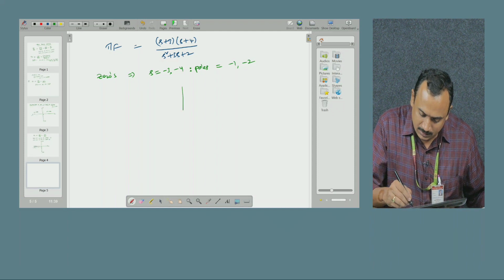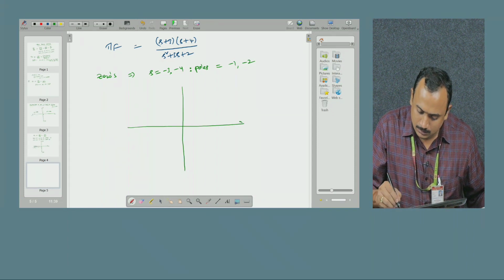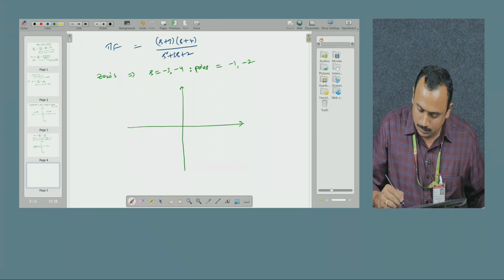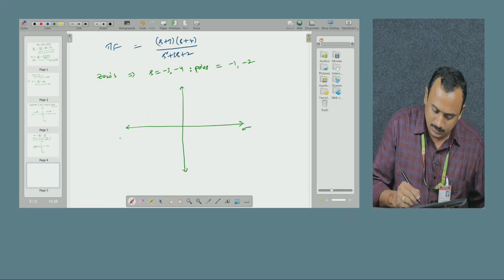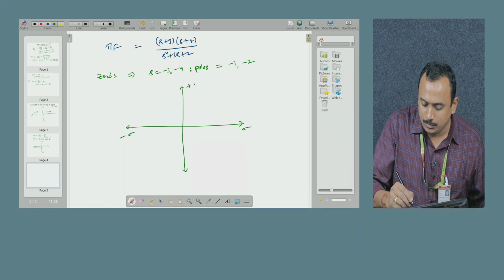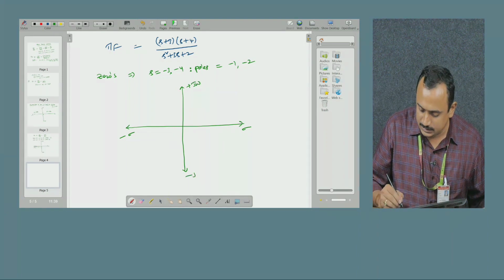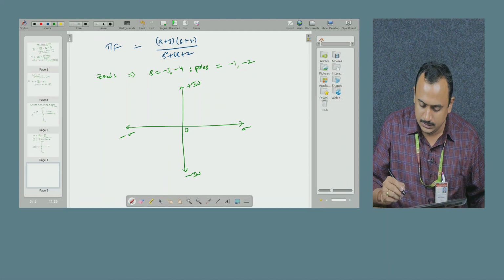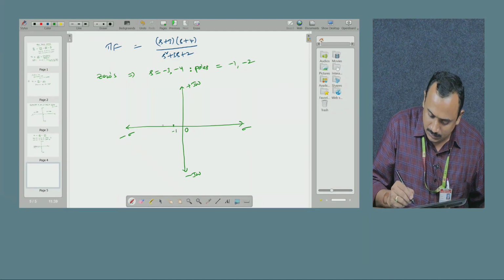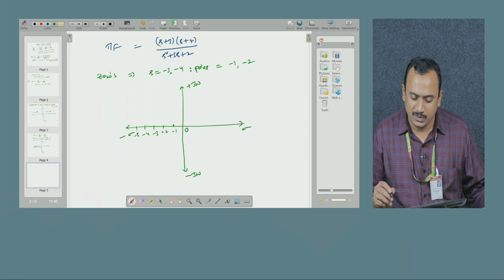Now first let us draw the s plane. This is positive sigma, negative sigma, positive imaginary axis, and this is a negative imaginary axis. Anyhow it is origin. This is minus 1, minus 2, minus 3, minus 4, minus 5 and so on.